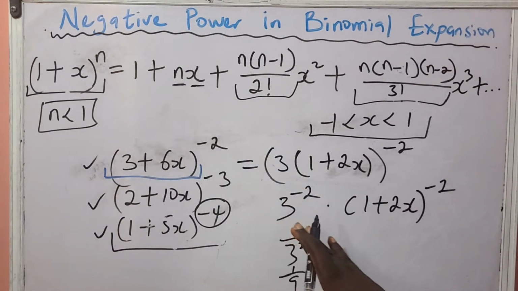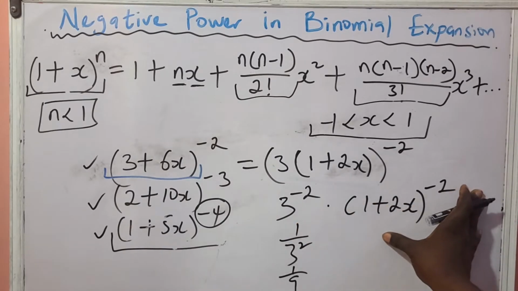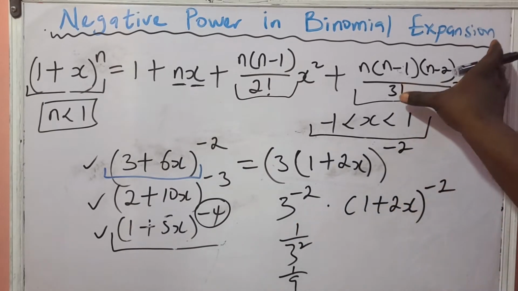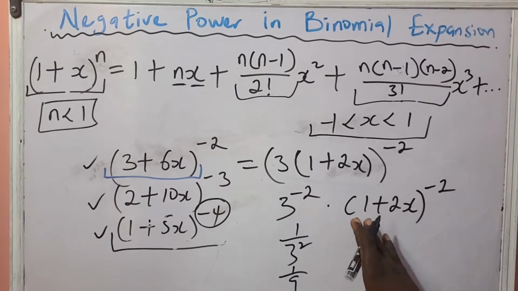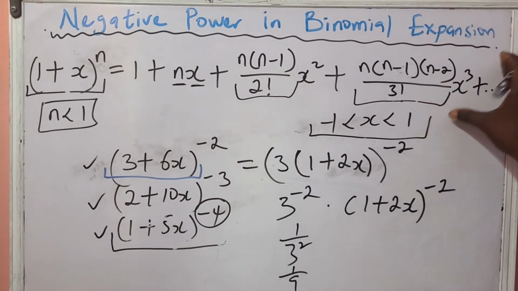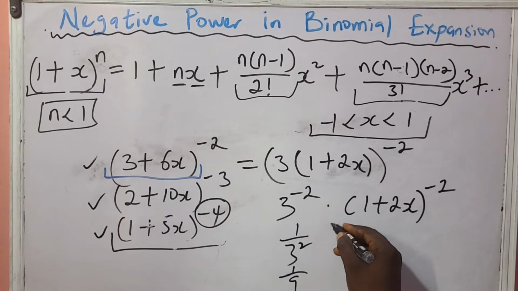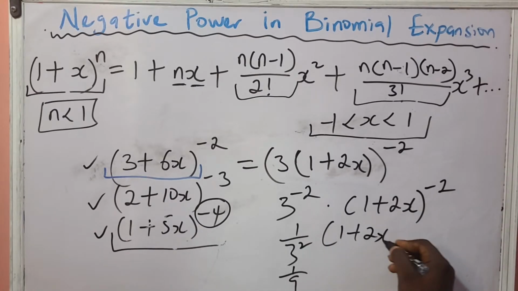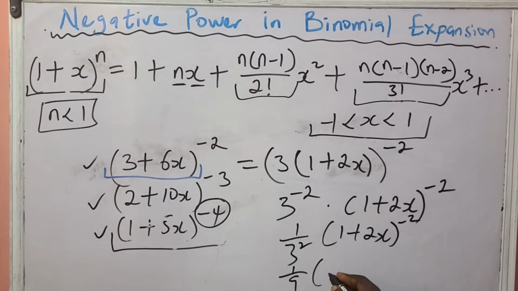This is easy to solve. This is the one now that needs the use of this formula. And we can now use this because it has been conformed to the format that establishes this expansion. So we can go on now to have (1 plus 2x) raised to the power -2, (1 plus 2x) raised to the power -2.